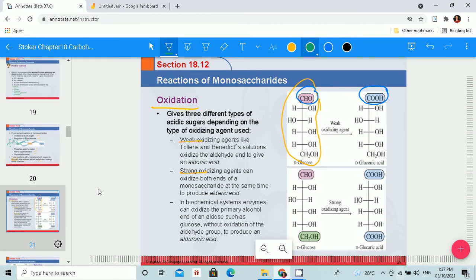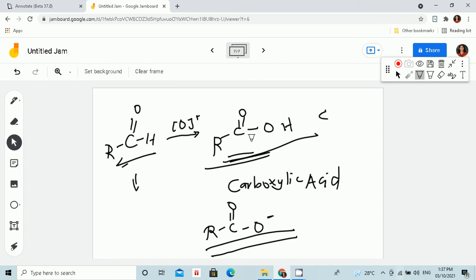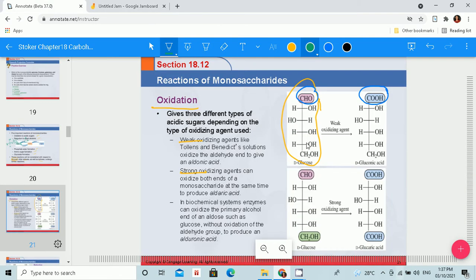Now, in our lesson, we have our glucose. Glucose has an aldehyde, and when we use a weak oxidizing agent, the aldehyde will be oxidized, forming carboxylic acid, which is COOH. Aldehyde, CHO. So if we use a weak oxidizing agent, only the aldehyde group will be oxidized, forming carboxylic acid.